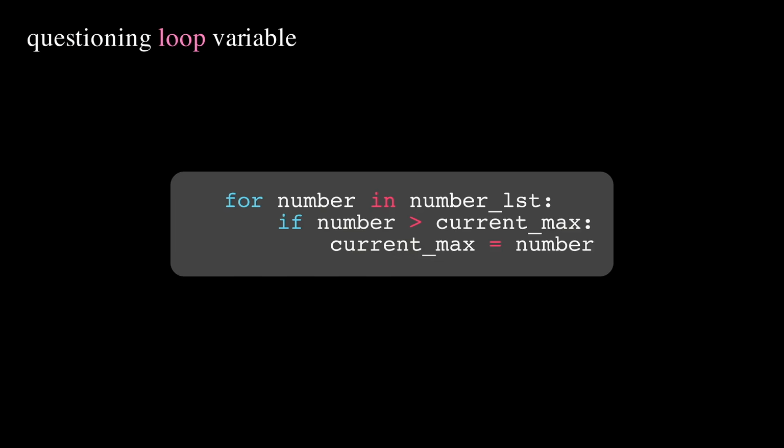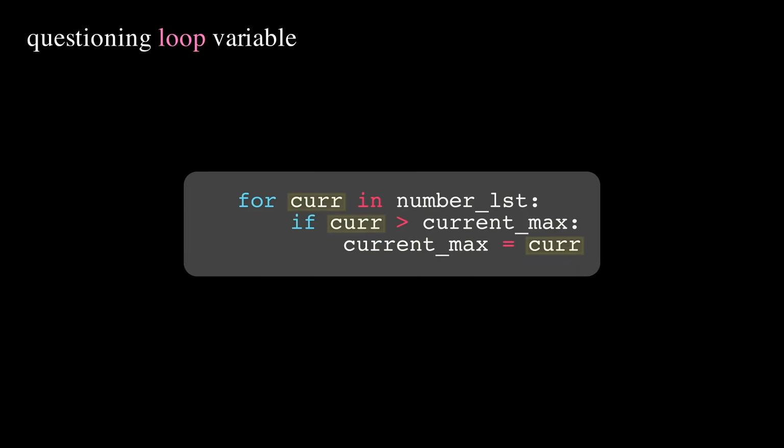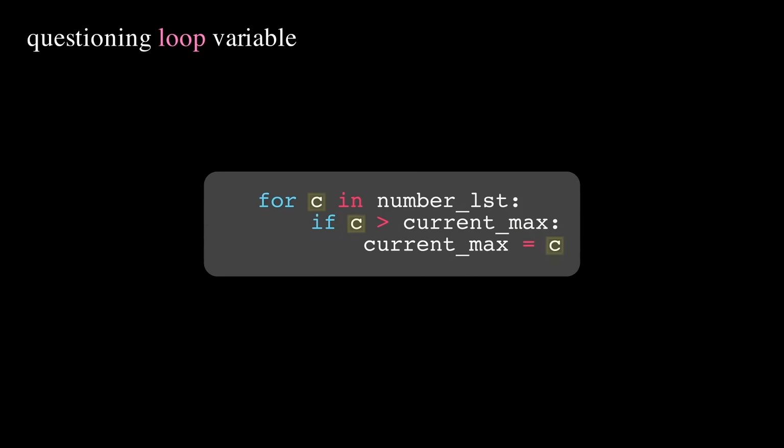Common question 1. Do I have to name the loop variable number? Nope. You have complete freedom in choosing the variable name. You can also name it current element, or just cur, or even c. As long as you use it consistently, it's going to work.